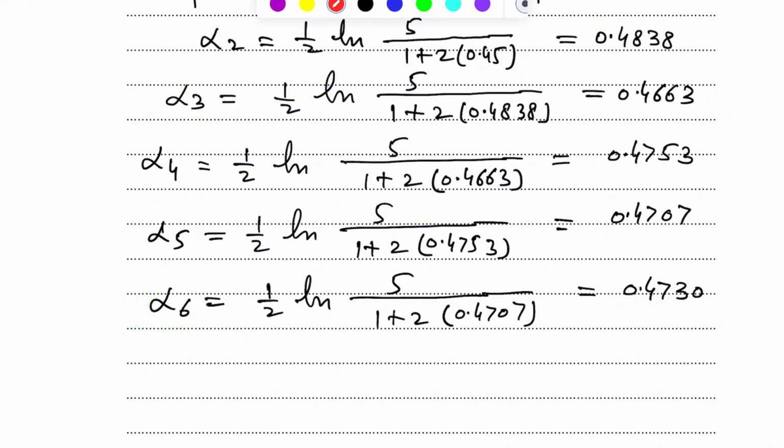So this shows that the value of alpha, correct to two decimal places, is 0.47. This is the answer.